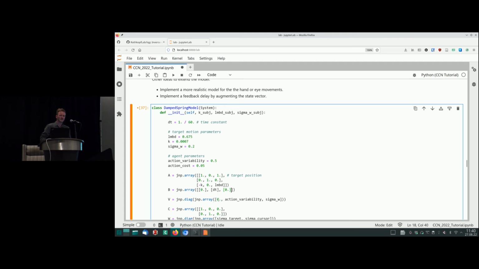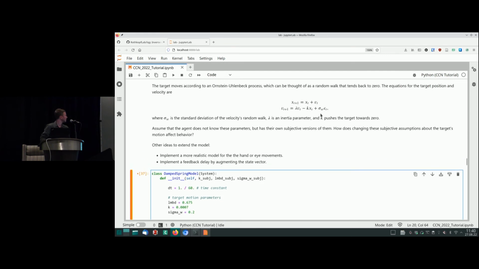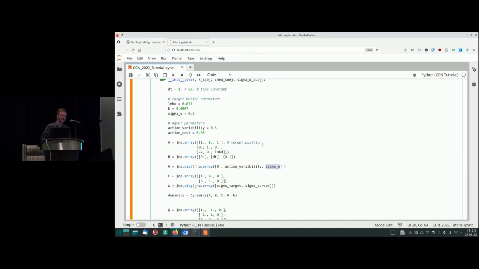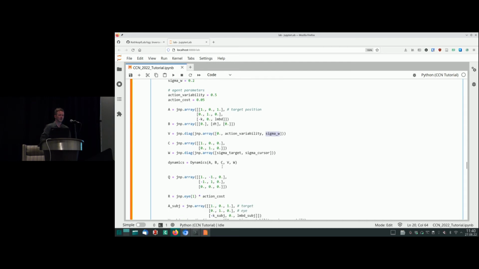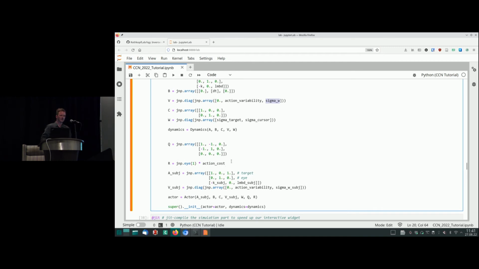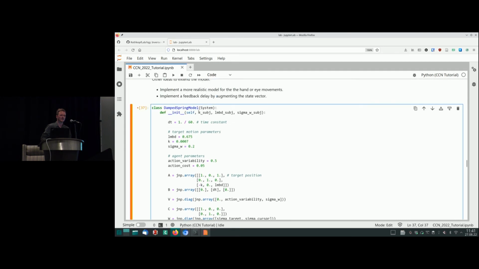Okay, and in this V matrix, we again put all these variabilities. The variability for the target position random walk is just 0. Then we have our action variability, and we have this sigma W parameter that is the standard deviation of this random walk of the velocity. Now we have the true dynamical system of the target motion and the motion of the response set up, and we can now come up with a subjective version of this. For the subjective matrices, we use basically the same dynamics, but instead of using the true values of these parameters, we use these subjective versions that are again given as parameters to this class, okay?